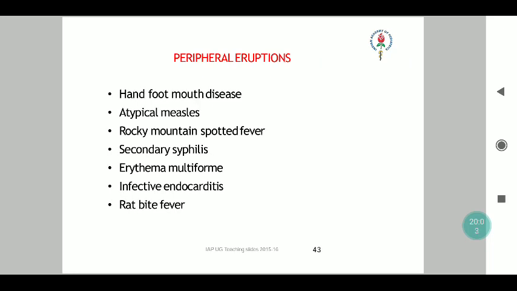Peripheral eruptions of course are seen in hand, foot, mouth disease, atypical measles, Rocky Mountain spotted fever, secondary syphilis, erythema multiforme, infective endocarditis and rat bite fever.